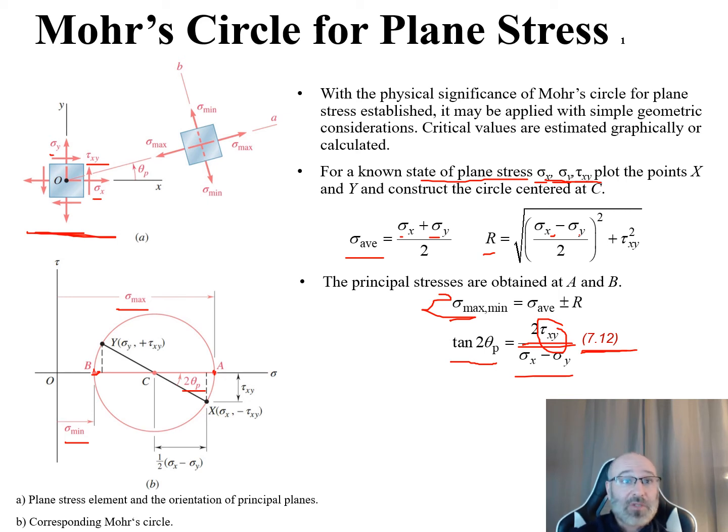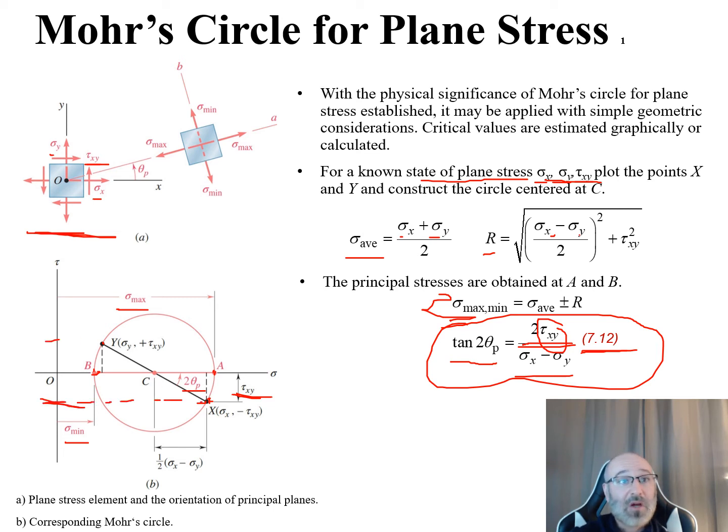Now we can also take a look and ask, what about our X and our Y down here? We get the angle of X and Y from the relationship 7.12 in our text. We can also get the individual locations, our coordinates, because if we look at X, it goes down a distance of tau xy. So we go down on our tau axis a distance of tau xy, then come over to whatever sigma value corresponds with that.